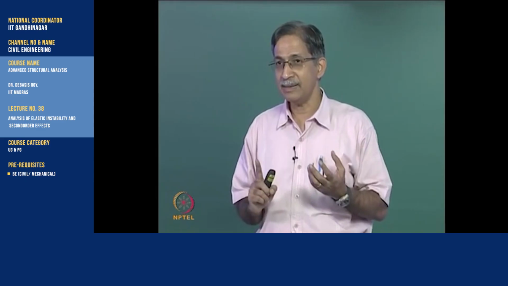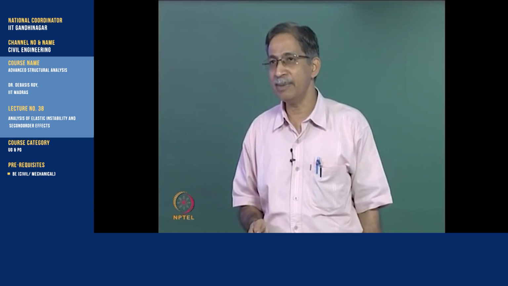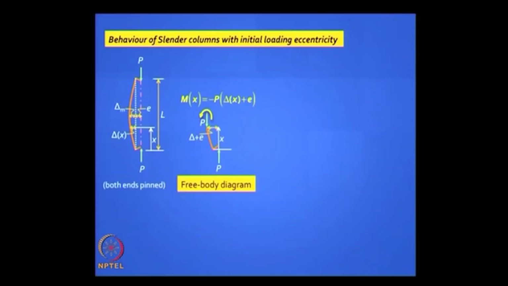Now this is a case where both ends are pinned. If you study this case, you take a free body and write the equilibrium equation, your moment at any section in the deformed configuration. Please note, this is a big difference between second order analysis and first order analysis. In first order analysis, we wrote all our equilibrium in the undeformed configuration. In the undeformed configuration, delta won't come into the picture. You will have P into E only. That is first order analysis. In second order analysis, we are writing P into delta plus E because we are saying delta is no longer negligible. Is it clear? That is the big difference.